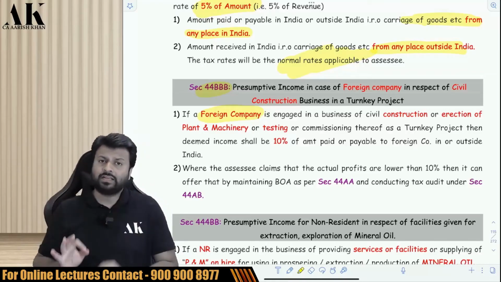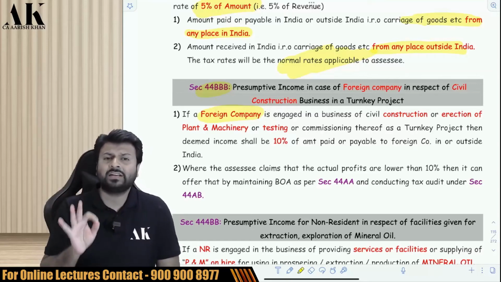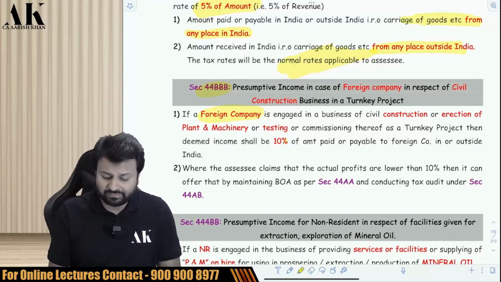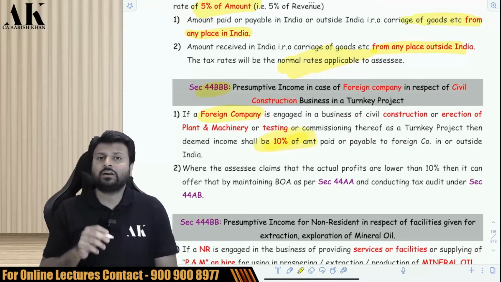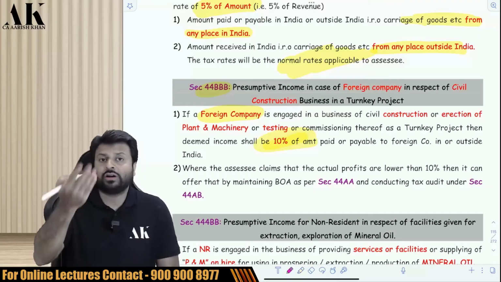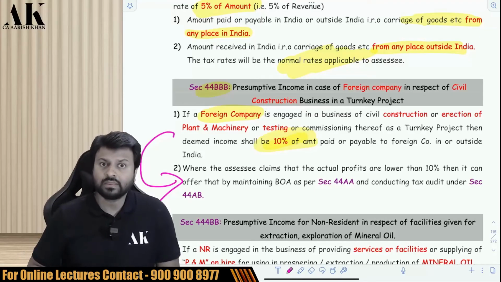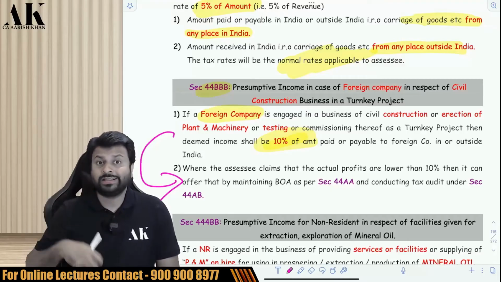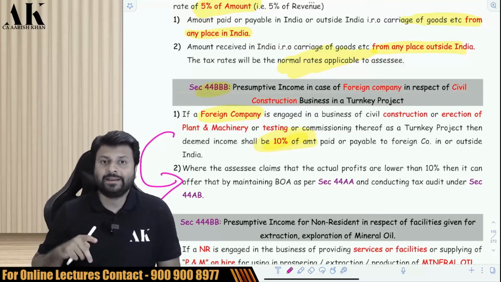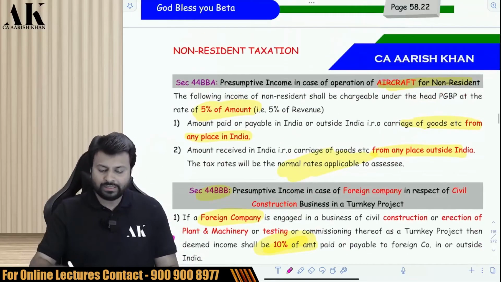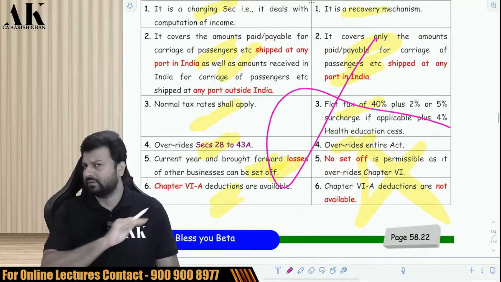So if a foreign company is engaged in certain construction activity, erection of plant and machinery, testing, commissioning, turnkey project, then they are liable for deemed income of 10%. Now here the government is giving some extra benefit which was not available in the previous two sections. If the assessee tells that the income of the assessee is lower than 10%, then they can maintain books of accounts and conduct tax audit and show lower profits also.